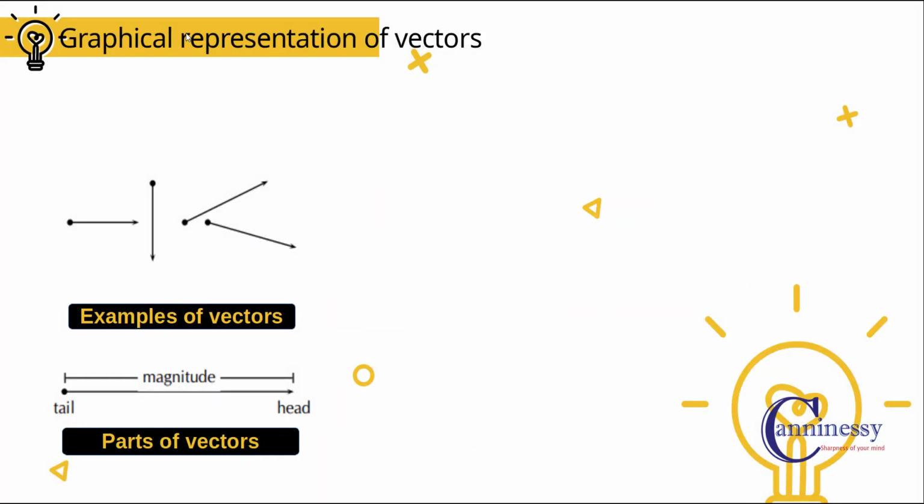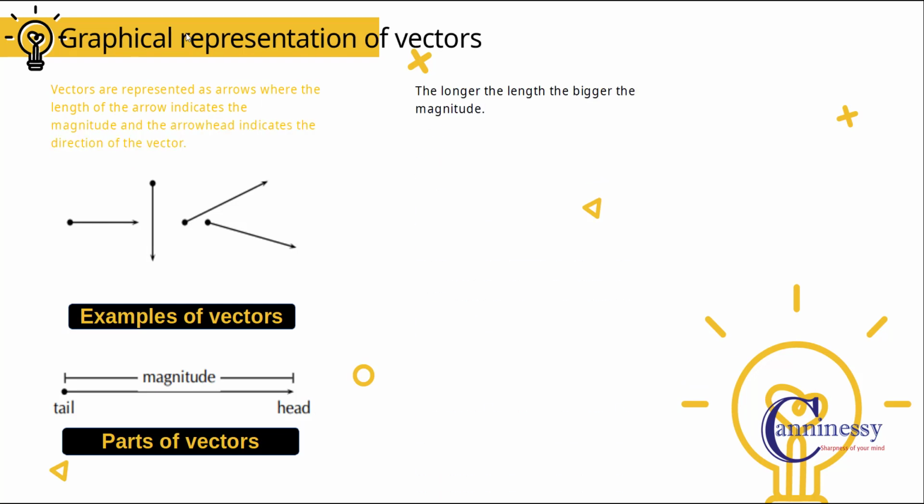Graphical representation of vectors. Vectors are represented as arrows, where the length of the arrow indicates the magnitude and the arrowhead indicates the direction of the vector. The longer the length, the bigger the magnitude.